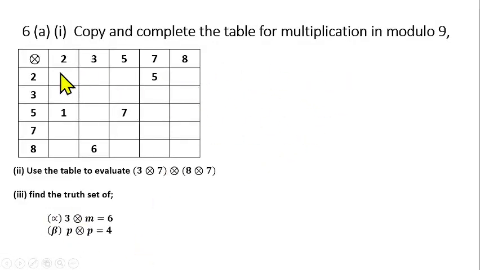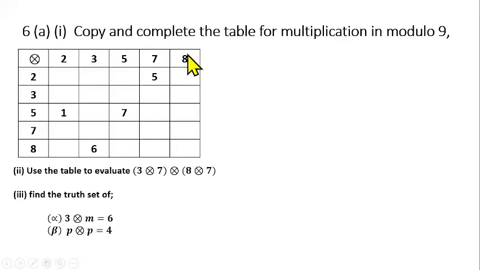If you fill in the table, don't forget we are working on modulo 9. So that means our answer must not be up to 9. So what do you have? 2 times 2 will give us 4, so you have 4 here. Then 2 times 3 will give us 6. Then 2 times 5 will give us 10. But we cannot write 10 here because you are in mod 9. So you divide that 10 by 9. That gives us 1 remainder 1. You have to write down the remainder, so you'll be having 1 here.